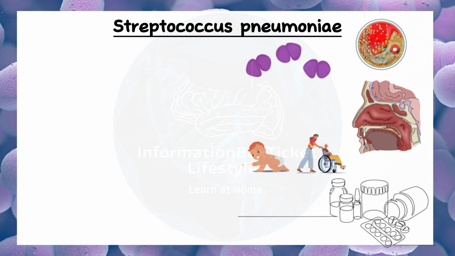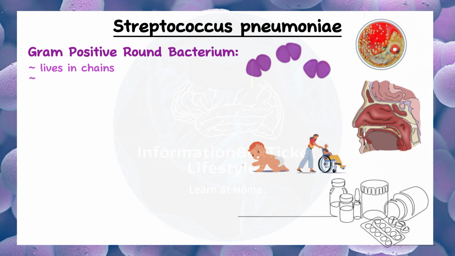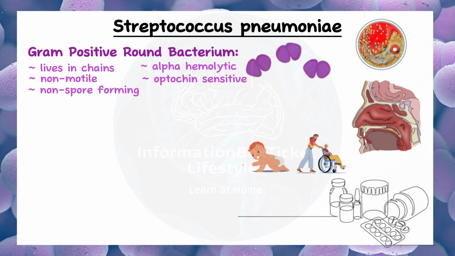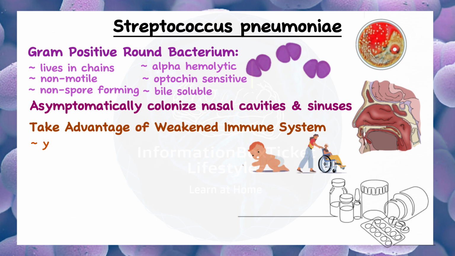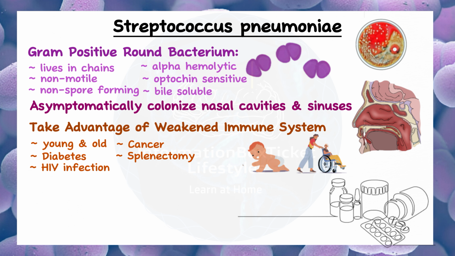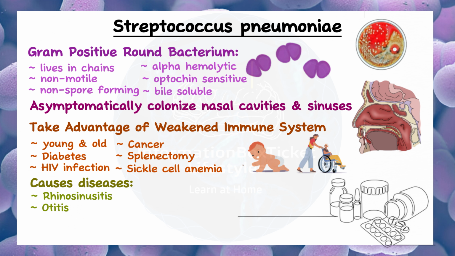All right, here's a quick recap. Strep pneumoniae is a gram-positive round bacterium that lives in chains. They are non-motile, non-spore-forming, alpha-hemolytic, optochin-sensitive, and bile-soluble. These bacteria can asymptomatically colonize the nasal cavities and sinuses, but they can take advantage of a weakened immune system, particularly in very young or very old individuals, or those with diabetes, HIV infection, cancer, splenectomy, or sickle cell disease. They cause diseases such as rhinosinusitis, otitis media, pneumonia, and meningitis.